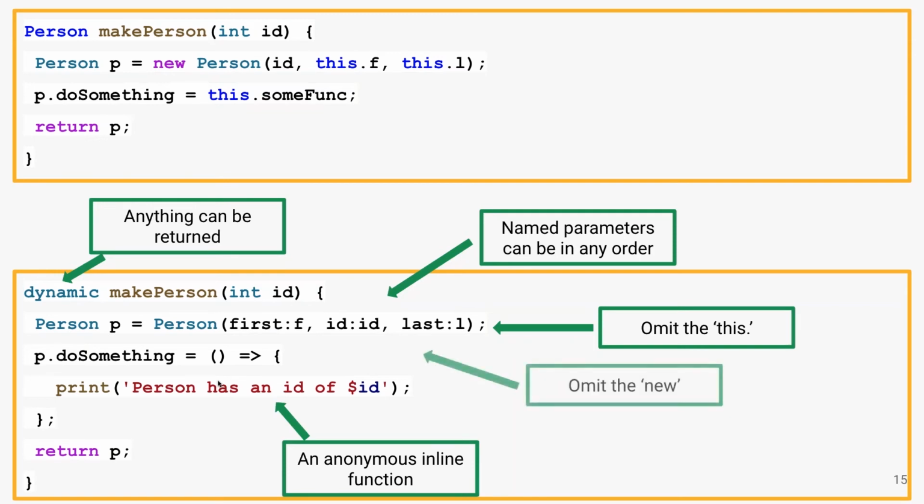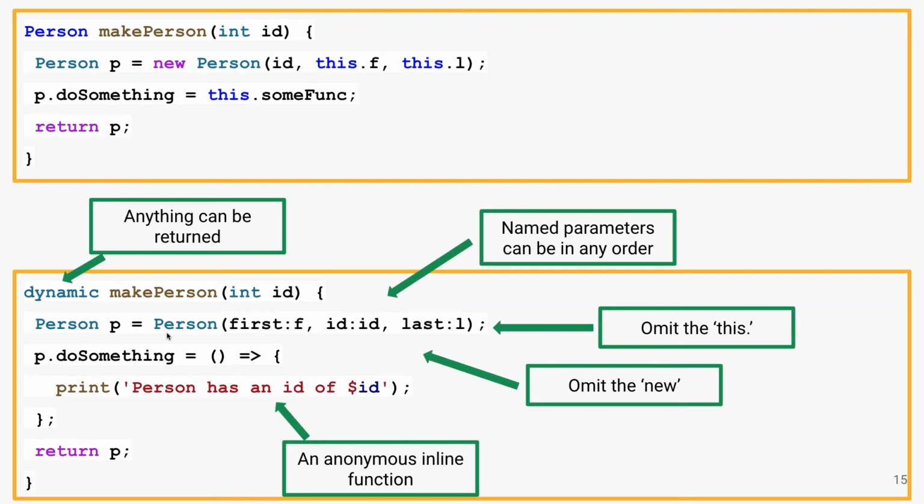Okay, and lastly, please notice that when we instantiated the person, we omitted the keyword new. Like I said, this can be a little bit jarring for some people, but those are just some strangenesses, I suppose, of Dart, how Dart behaves a little bit differently.